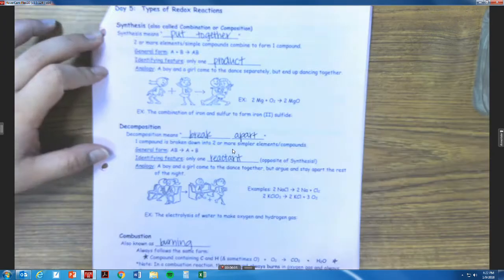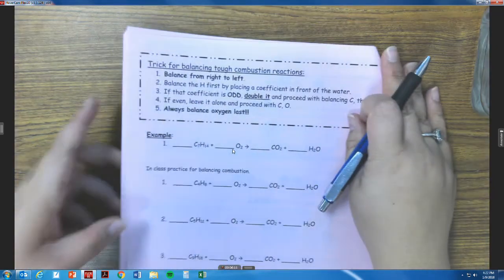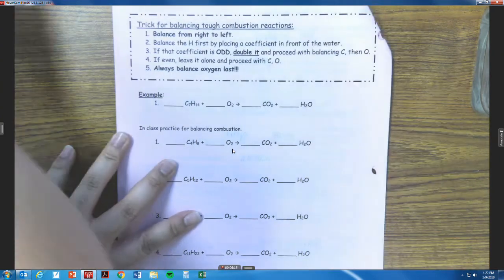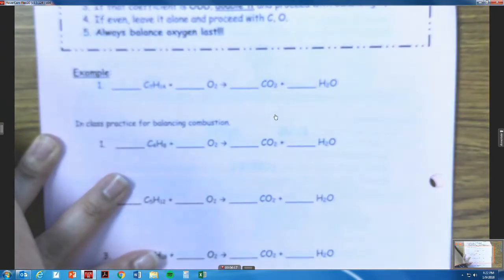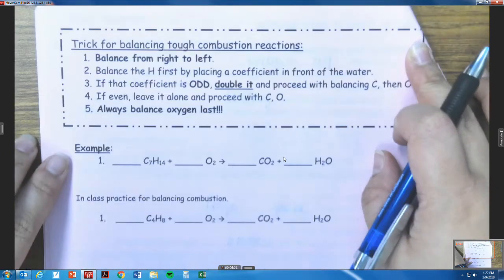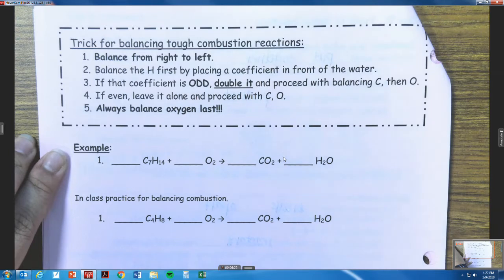Okay, but we are going to have to balance combustion reactions on our test. So we are going to go ahead and continue our notes. Okay, and let's go over our combustion reactions and how to balance them.